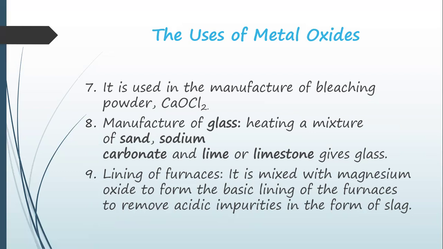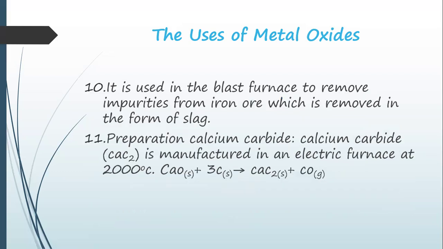And the other use, last but not least, is the lining of furnaces. Calcium oxide is mixed with magnesium oxide to form the basic lining of furnaces to remove the acidic impurities in the form of slag. It is used in the blast furnace to remove impurities from the iron ore, which are removed in the form of slag, and it is also used in the preparation of calcium carbide. The calcium carbide is manufactured in an electric furnace at 2000 degrees, as you can see how it is formed.